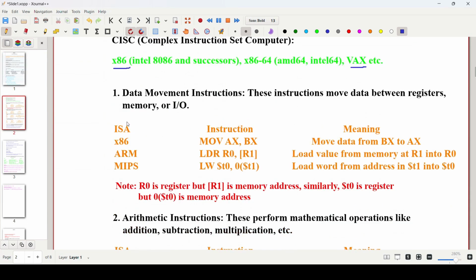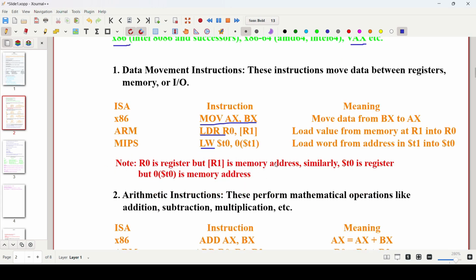So here I have given examples of ISA instructions and their meanings, right? You can read from here. Like in x86, I have taken an example of MOV. In ARM, I have taken an example of LDR, meaning load value from memory at R1 into R2, right? Here value means the data. Here word also means the data. In MIPS architecture, we use LW for load. So there are many kinds of symbols to represent different instructions in each ISA. I will discuss when we use BX, AX, R, and $T.